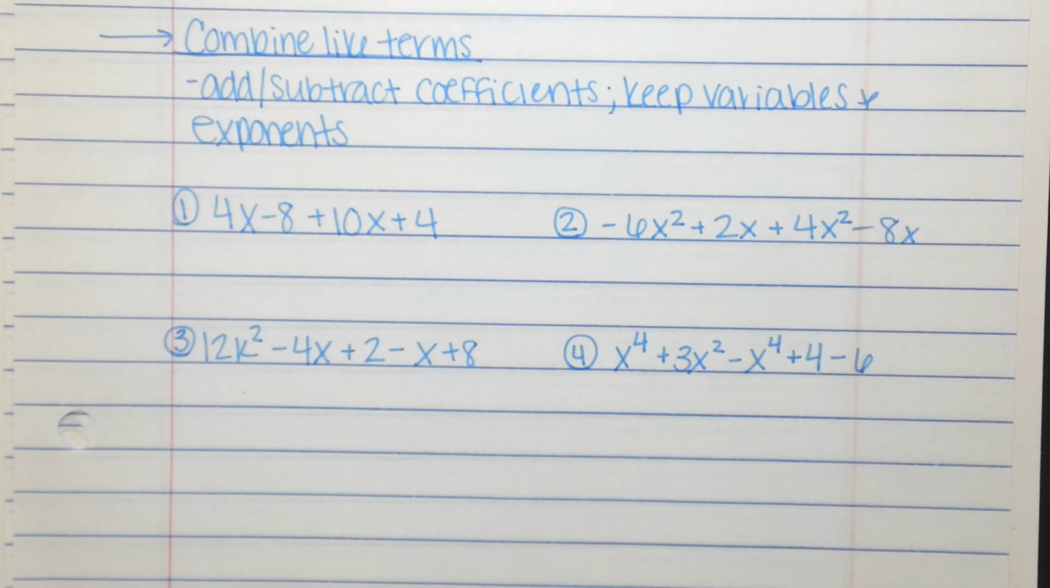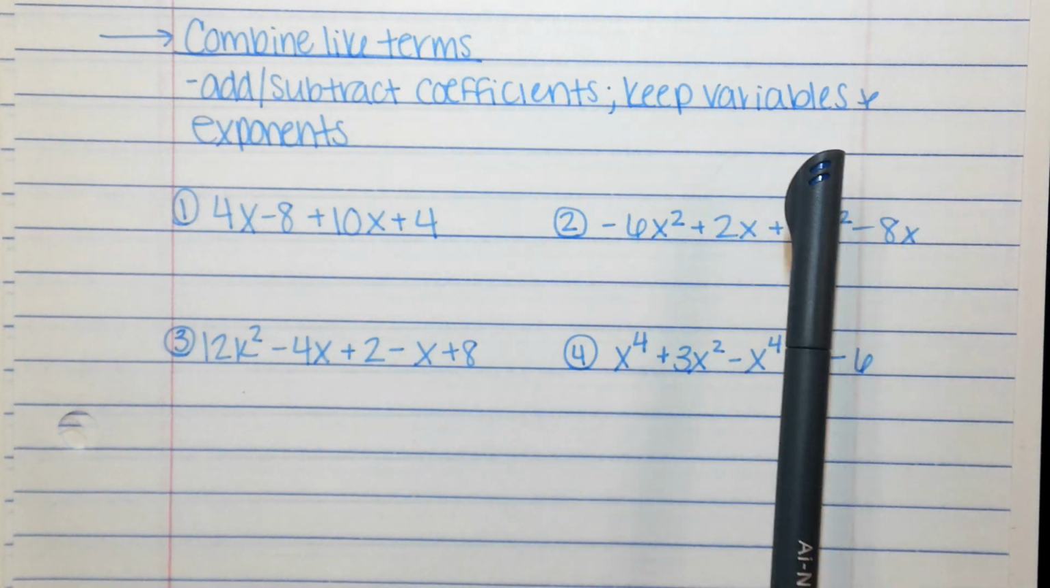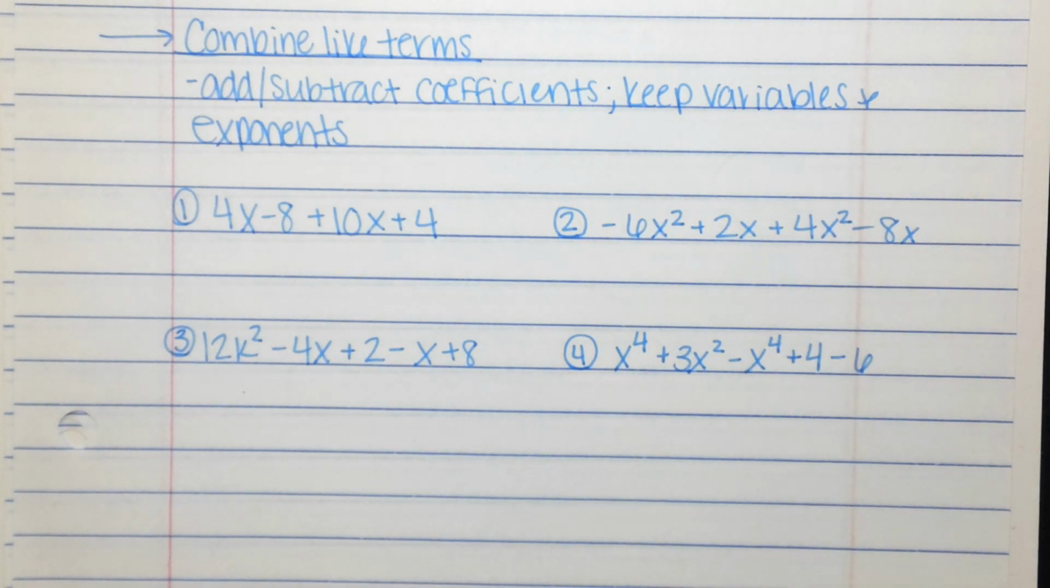The first way we're going to simplify an expression is by combining like terms. This is nothing new. You've done this for a while. To combine like terms, we add or subtract coefficients. We keep the variables and the exponents the same. So we're looking for terms that have matching variables and exponents, or that are just constants.